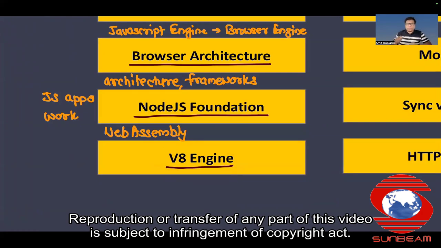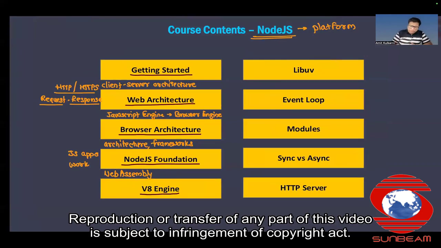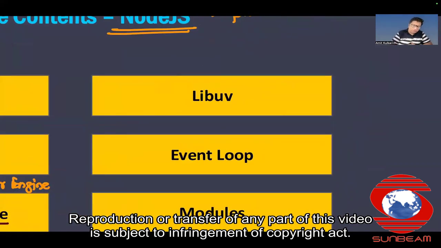So when you are going to run your JavaScript application with Node.js, who executes it? This is executed by the V8 engine. Now, along with the V8 engine, you also will be able to talk to your operating system. You will also be able to get all the functionalities of your operating system.